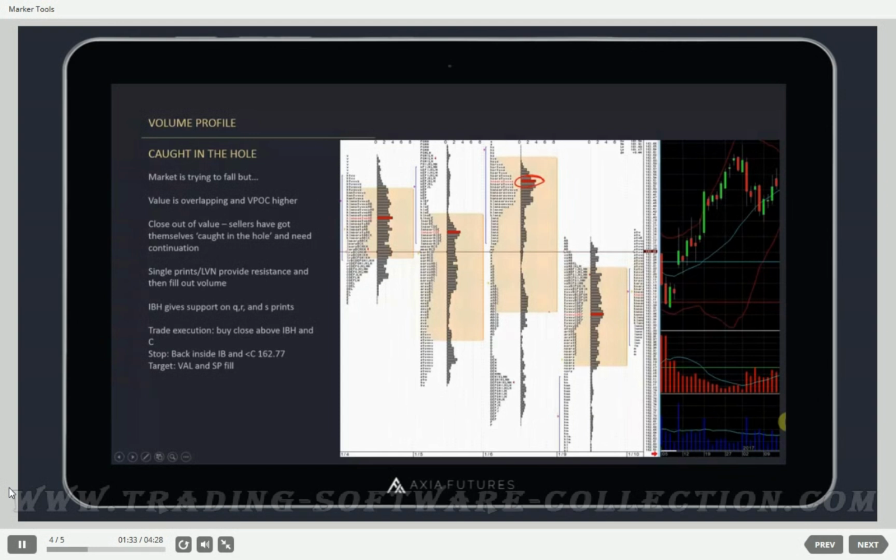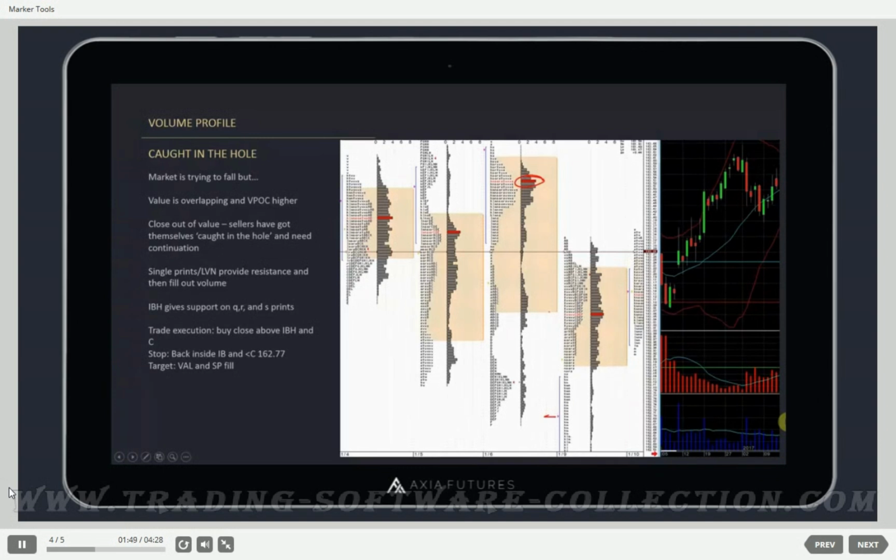Initially, it does work for them. You get the open down here, so you've already got an open lower, test back up to the close, and then begin to fall. So they are getting what they want.